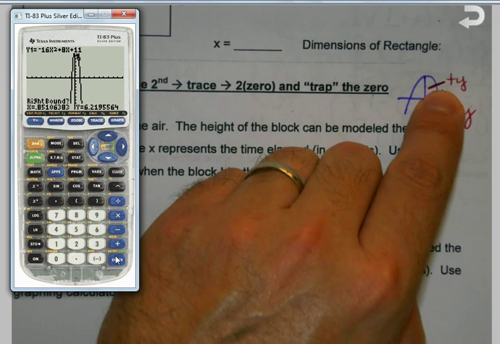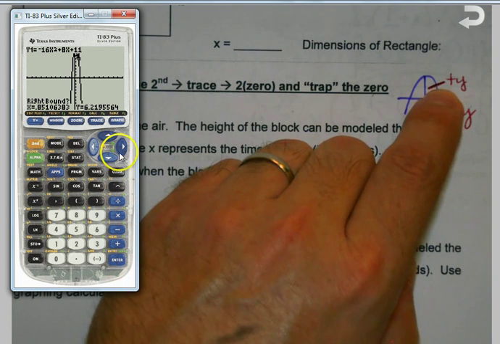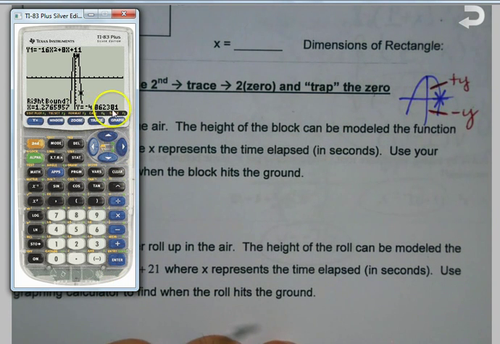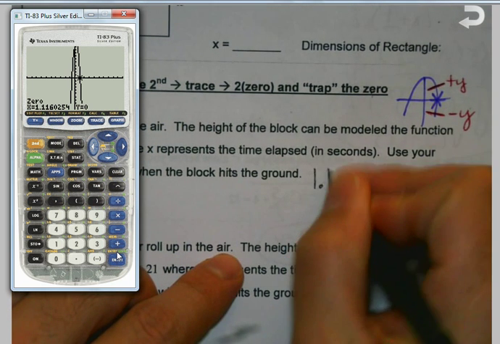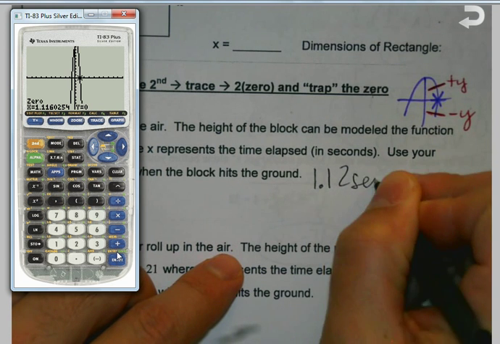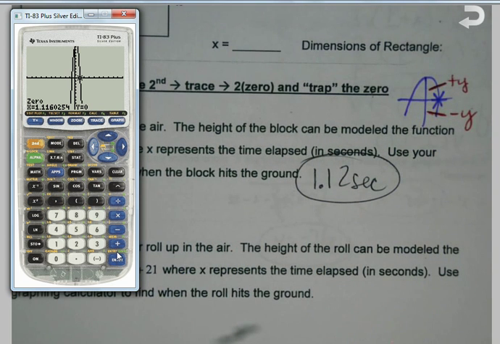So I just locked this point in. Now I'm going to hit my right button until my y becomes negative. Because then when it becomes negative, I've got a positive and a negative. I'm going to trap that value that's in between. So I'll just hit enter twice. And the x value is how long that'll take. The y value just tells me its height, which is 0, which is the ground. So I know I did it right. And I can find that value.